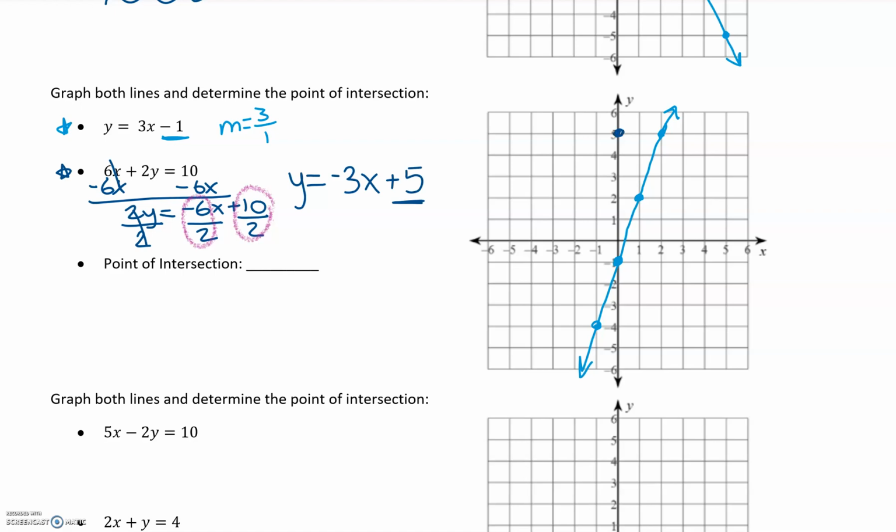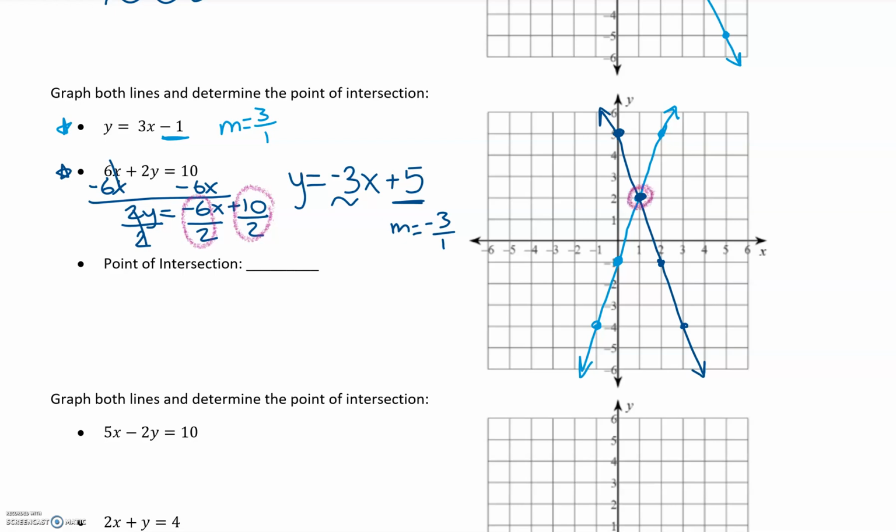That's up here. And then we have a slope of down 3 to the right 1. So from this y-intercept of 5, we're going to go down 3 to the right 1, down 3 to the right 1, down 3 to the right 1. Okay, and we're going to connect these dots with a straight line. Hopefully we see a point of intersection.